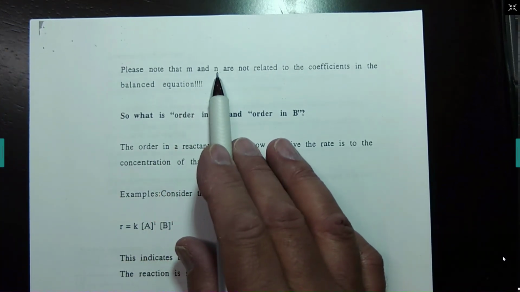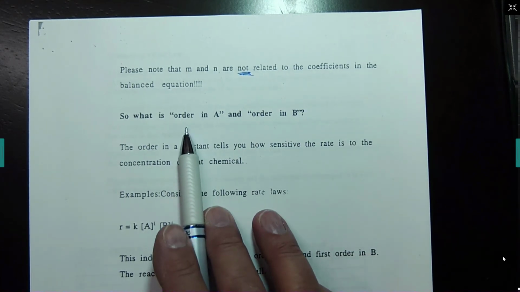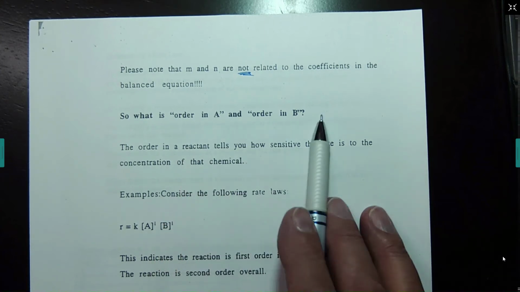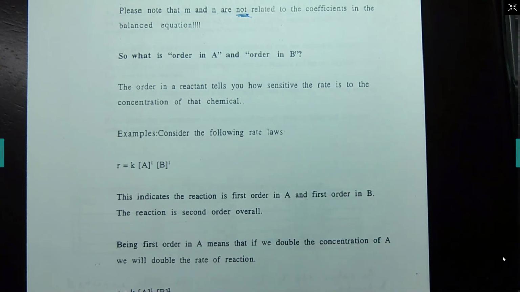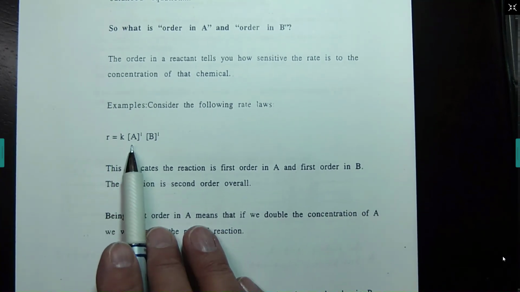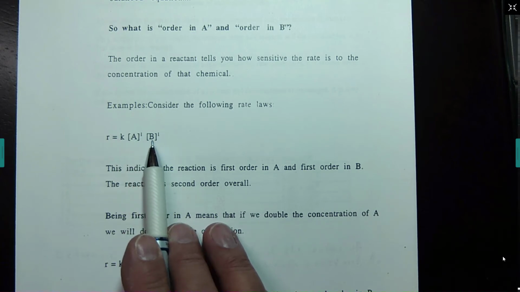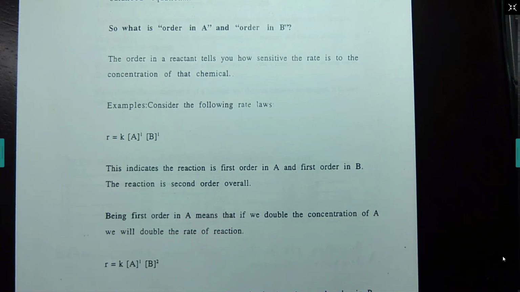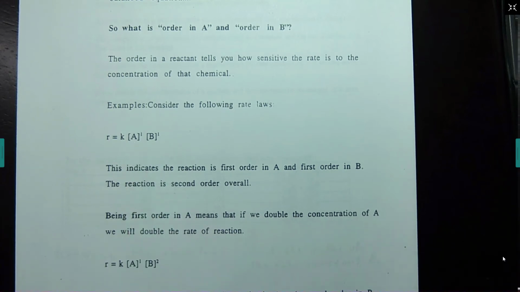These powers are not related to the coefficients in the equation. They're called the reaction orders, or the order in each thing. It's a sensitivity factor. Tells you how sensitive the rate is to that particular substance. If we take a look at this thing, you'd say that this reaction is first order in A. It is first order in B. And you'd say it's second order overall. How do you get that overall order? Oh, you just add up the two numbers. That's the overall order. So first order in A, first order in B, second order overall.